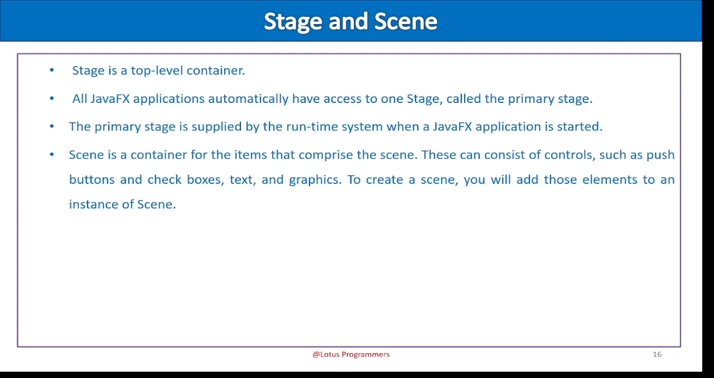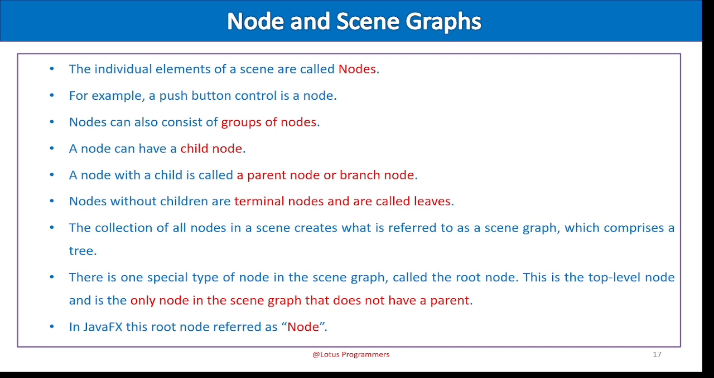Next, stage is a top level container in the JavaFX application. All JavaFX applications automatically have access to one stage that is called the primary stage. The primary stage is supplied by the runtime system when the JavaFX application is started. Scene is a container for all the items that comprise the scene. These can consist of controls like push buttons, checkboxes, text and graphics. The graphical interface elements that are created are referred to as the scene graph. The root node for the scene is called a node. A node also consists of a group of nodes. A node can contain a child node also.